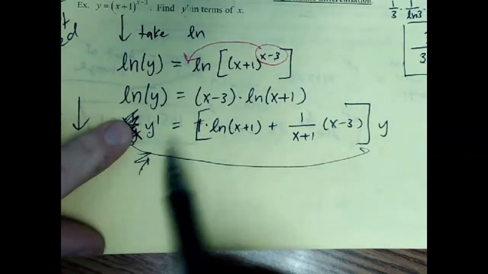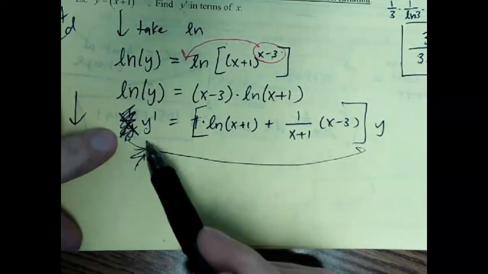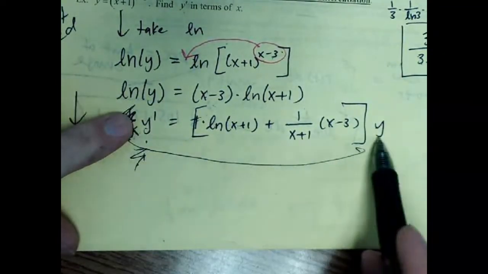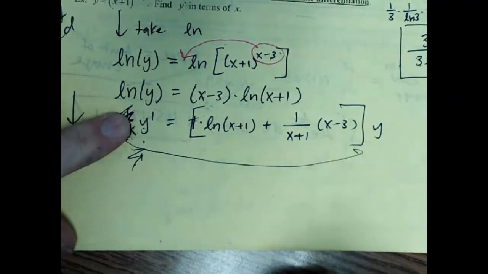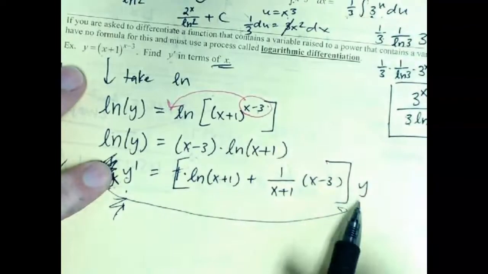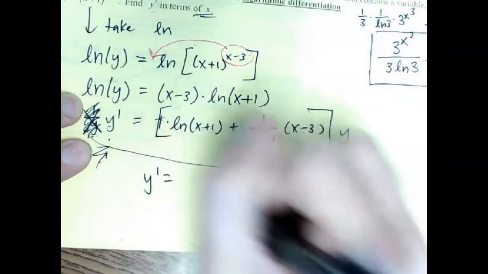So I took a natural log. That brought it down to the same level. Then I took the derivative. It was implicit. And then I had to do product rule. That's okay. Kick the y over. Now I've got an equation for y prime. But it says find y prime in terms of x. So it doesn't want this thing. Right? It wants it to only be defined by the variable x. So here we go. Here's how we could write it.